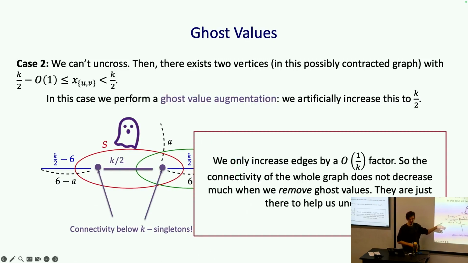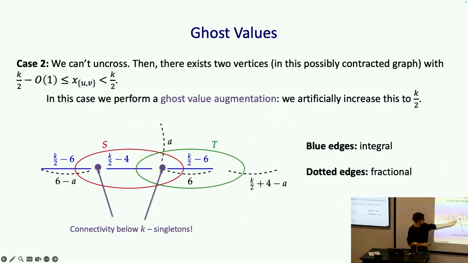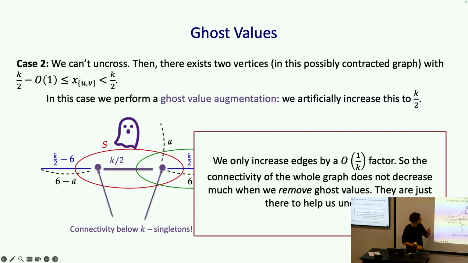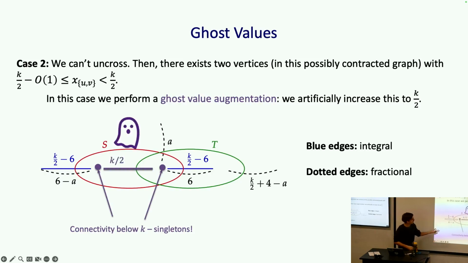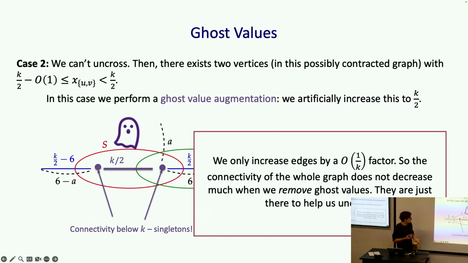Of course, that's going to make the connectivity of the graph go down, because it was k edge connected or close to k edge connected when I had the ghost values. But these edges weren't really there. I was adding ghost edges here that at the end of the algorithm I cannot return, because it increased my cost. But what we prove is that I only increase edges by an order 1 over k factor. So this edge was k over 2 minus 4. Now I'm making it k over 2. So at the end of the algorithm, when I go from k over 2 to k over 2 minus 4, I'm only changing things by an order 1 over k factor. So after removing the ghost edges, the connectivity of the whole graph only decreases by a very small factor.